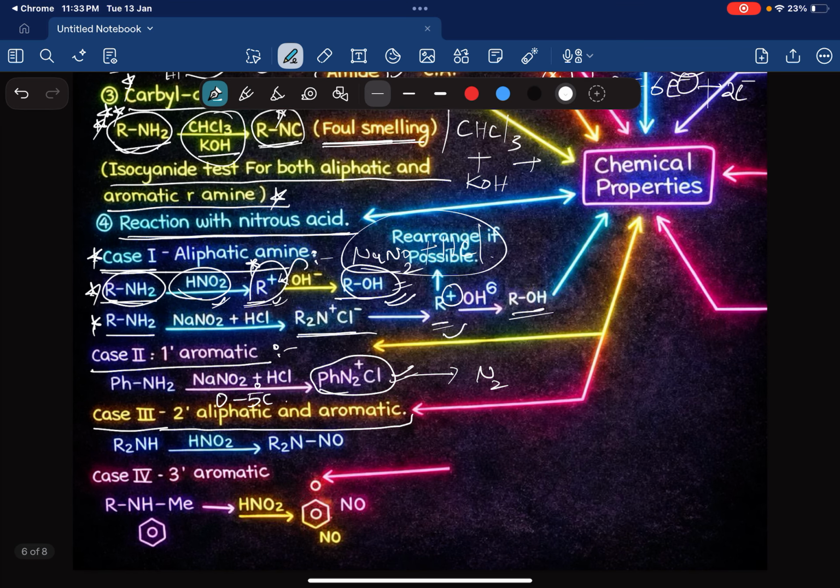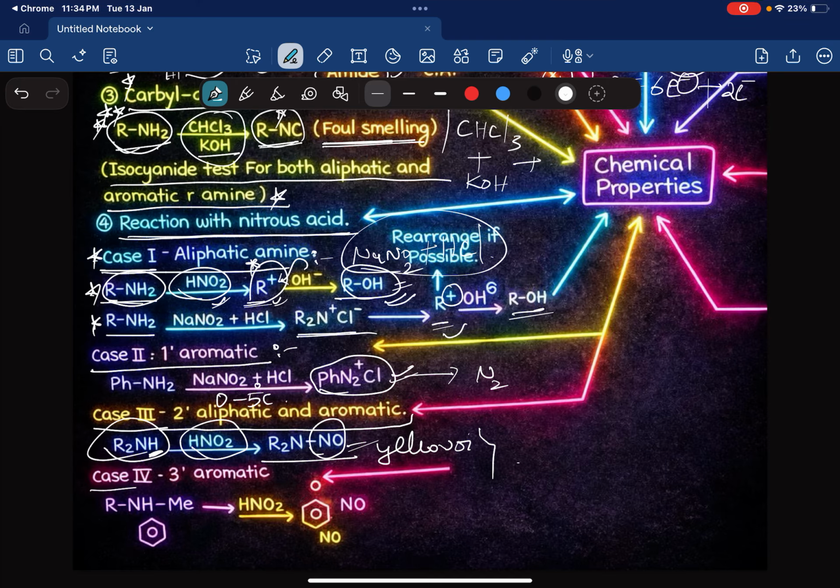Here secondary aliphatic amine with HNO2 undergoes electrophilic substitution reaction. That means NO plus replaces H plus of the secondary amine, students. So a nitroso compound is formed. This is a yellow oily compound.